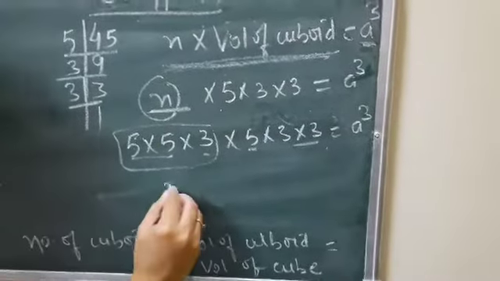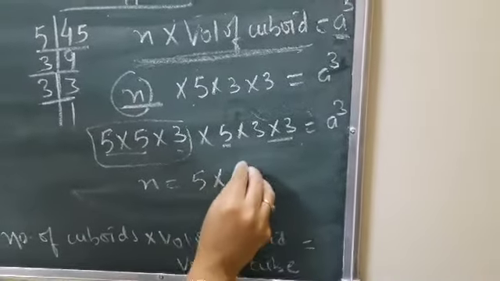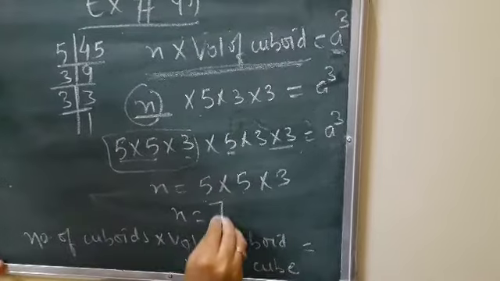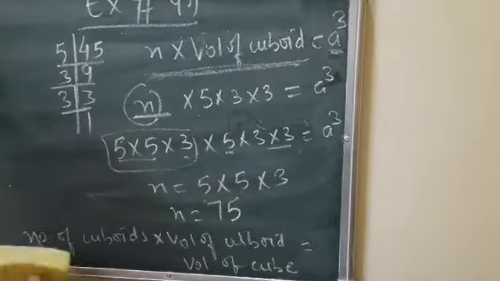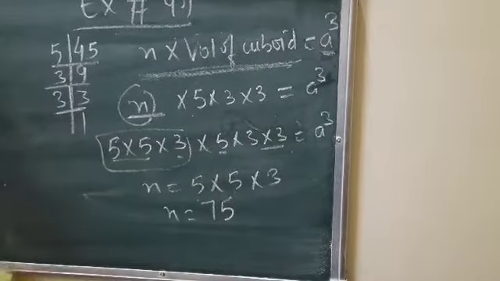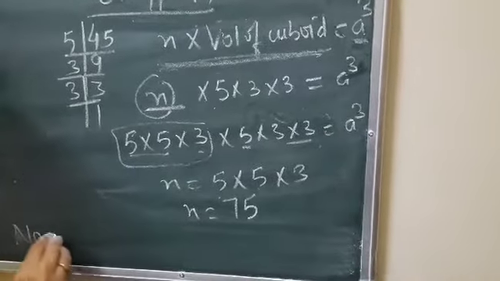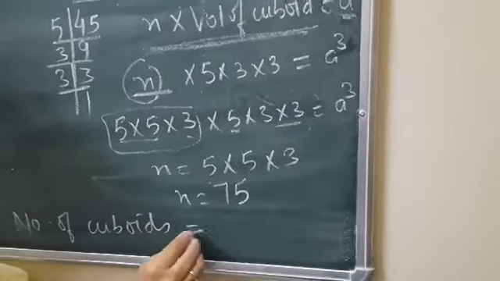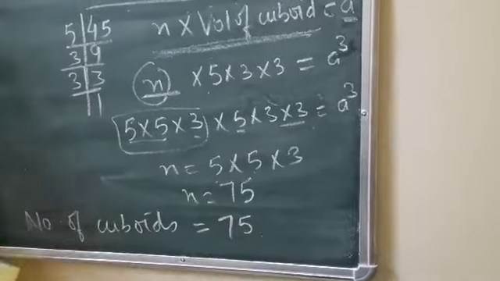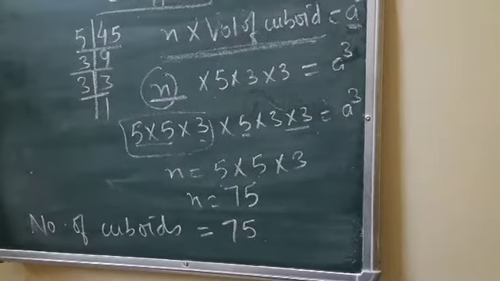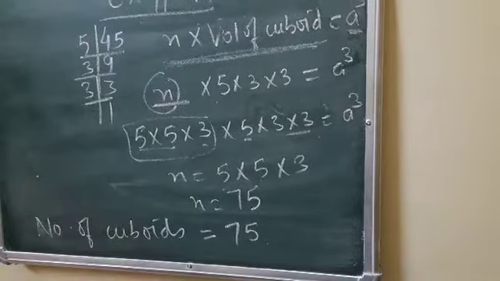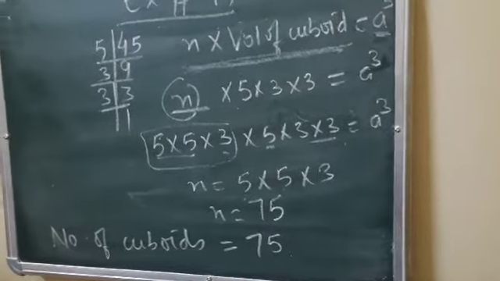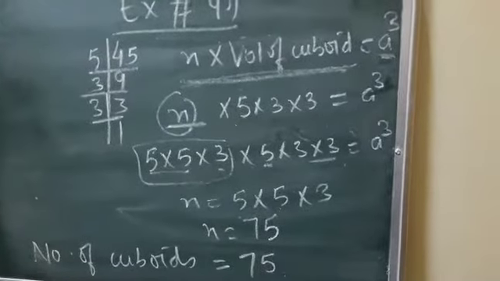That means our n will be equal to 5 into 5 into 3, which is 5 5s are 25, 25 3s are 75. So the number of cuboids required is 75. Number of cuboids is equal to 75. So 75 cuboids will be required to make a cube. Okay. Now move on to question number 6.